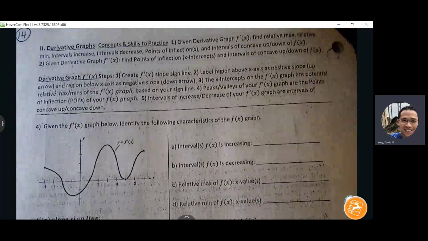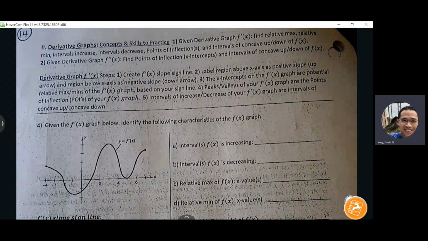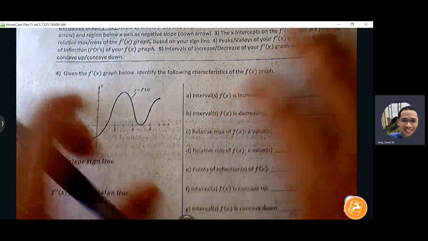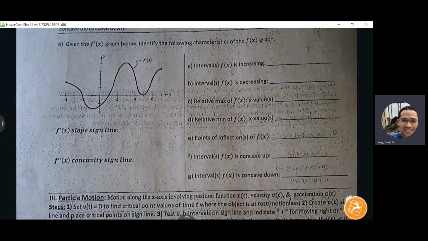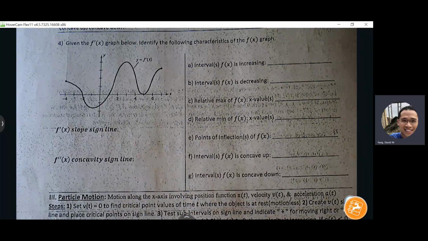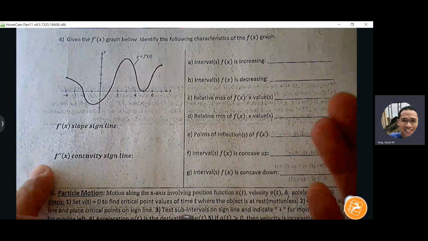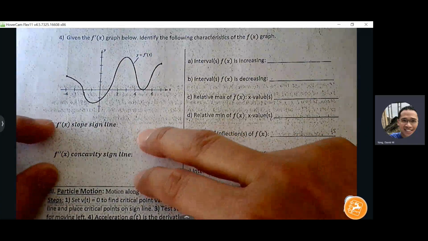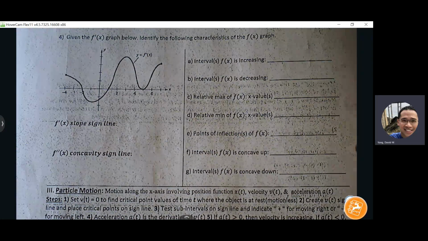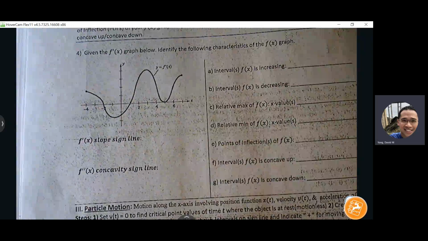Okay, we've seen derivative graphs as recently as this previous quiz, so hopefully it feels more familiar because we've been working through it. So let's just look at number 4. I think we understand a lot of this here. So given our f prime graph below, identify the following characteristics. Given the f prime, we have to know that this is not the shape of the original graph, but we can create a slope and concavity sign line to help us get a more straightforward look at what the actual function looks like.